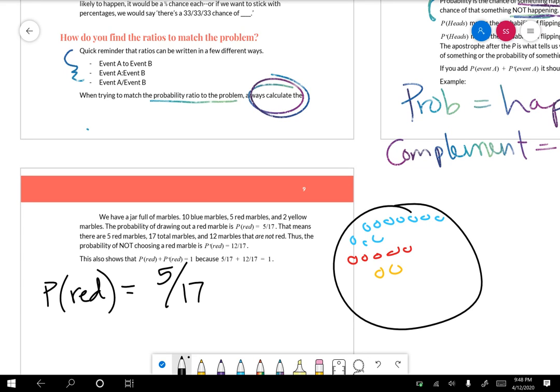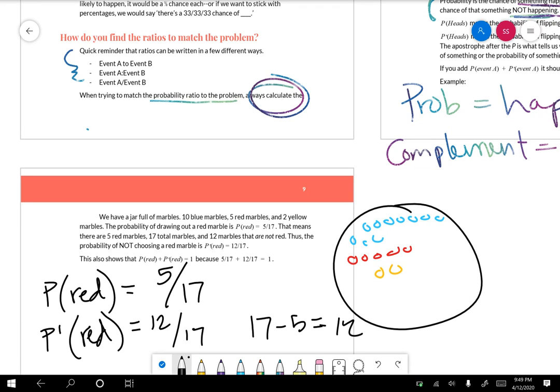Okay, that means that the probability of not getting red, or the complement of red, would essentially be 17 minus 5, because that's how many other colored marbles there are, right? So in this case, we'd be left with 12. So the complement of the probability would be 12 out of 17, right? So basically, if something is happening, the complement would be how many is left. We're just looking at differences there, essentially.